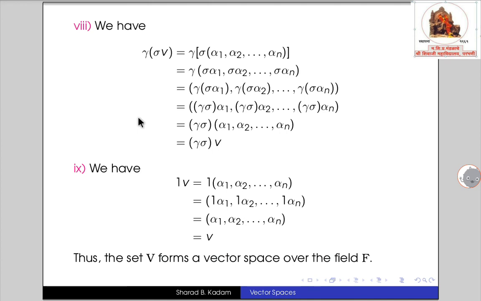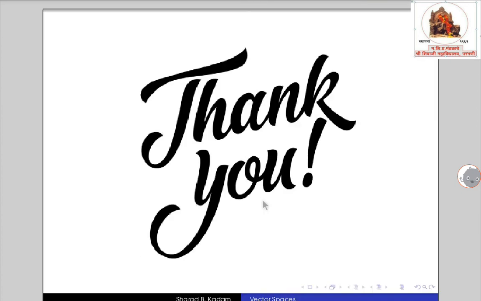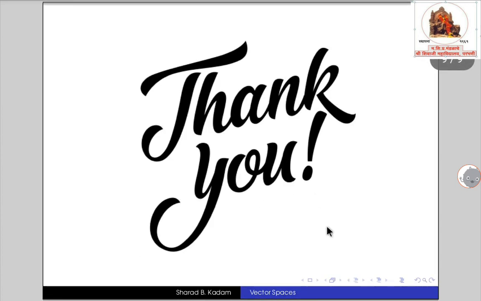So for the given set V, under the binary operations vector addition and scalar multiplication, we have satisfied all the 9 properties. So that is why we can say that the set V forms a vector space over the field F. Thank you.